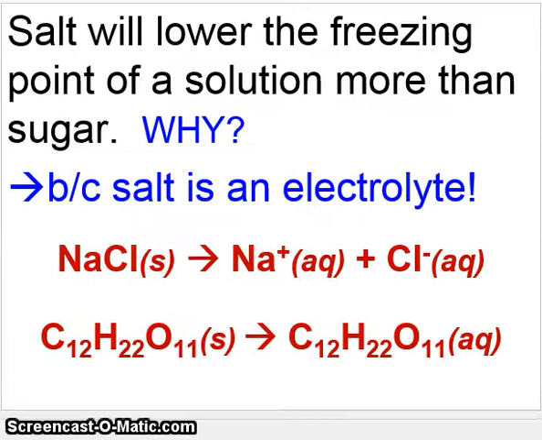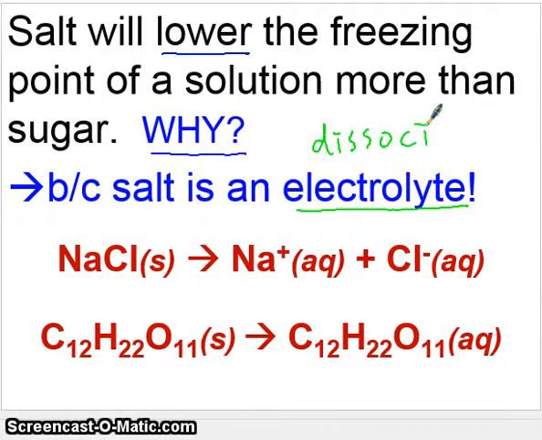Now, we're going to make this statement. We're going to say that salt will actually lower the freezing point of a solution more than sugar. Both salt and sugar lower the freezing point, but salt does it better. And the question is why? And the answer is because salt is an electrolyte. We defined electrolytes as substances which conduct electricity, but they conduct electricity because they split up. The fancy word is dissociate. Dissociate in solution.